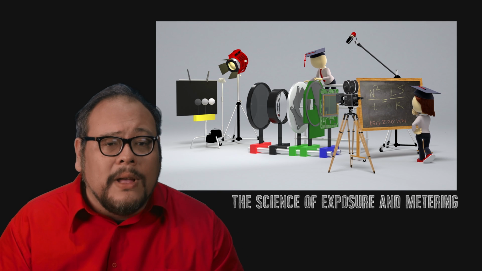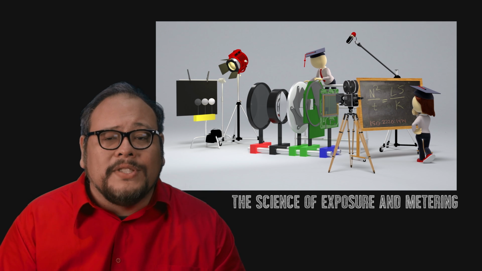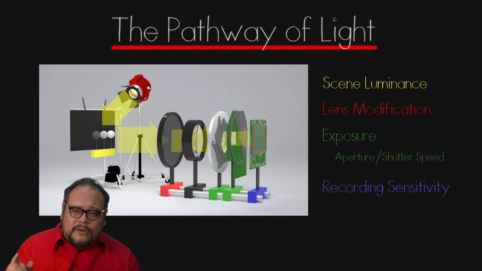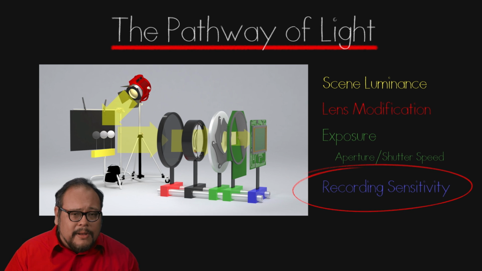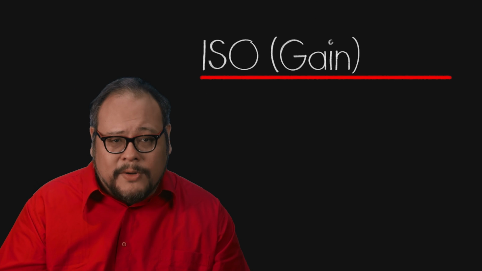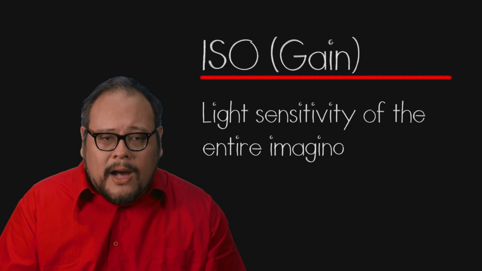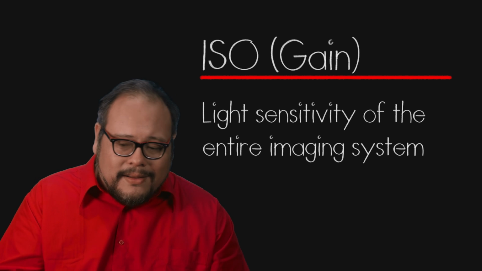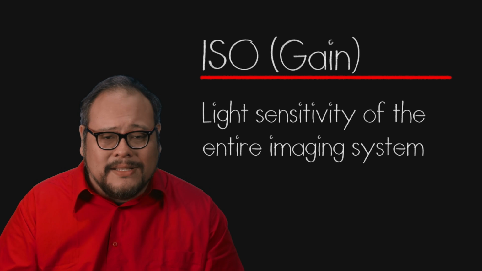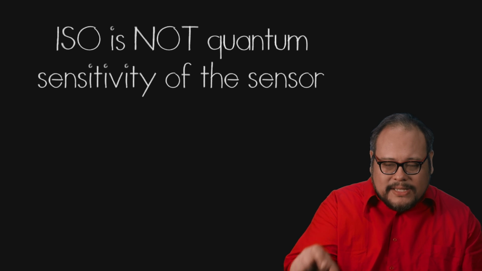In my video on exposure, I pulled ISO out of the exposure triangle, flattening that stupid triangle into a straight line, which I called the pathway of light. Exposure in that case is only aperture and shutter speed. You're controlling the brightness of the final image. The last step is the ISO, or camera gain, which in the most simplistic description is the light sensitivity of the entire imaging system. There are sectors that will roast me alive for saying sensitivity and ISO in the same sentence. Okay, ISO is not quantum sensitivity of just the sensor.